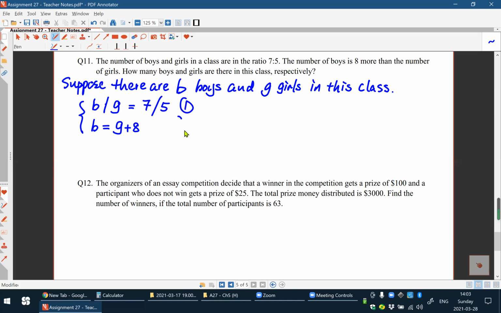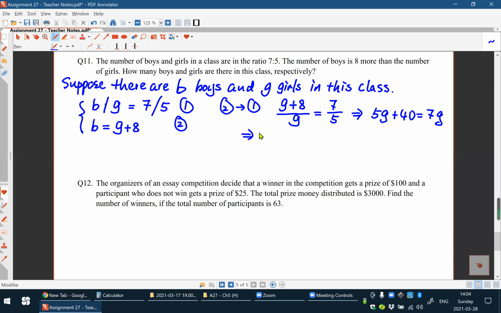Okay, so let's start from the second equation. You can put the second equation into the first one and get (G plus 8) over G equals 7 to 5, right? Now we can use the cross multiplication method. That means 5G plus 40 equals 7G, right? And 2G equals 40. And finally, we can find G is 20. So that means 20 girls, right?